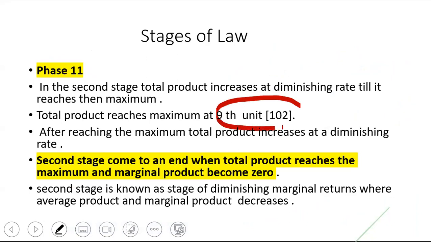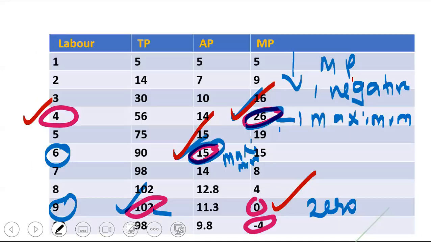Look at the second stage. This is the second stage. Total product reaches the maximum. Children, be very careful. Total product reaches the maximum and marginal product becomes zero. This is the point you have to remember. Look there. Total product reaches the maximum, marginal product becomes zero. Here the second stage is getting over.